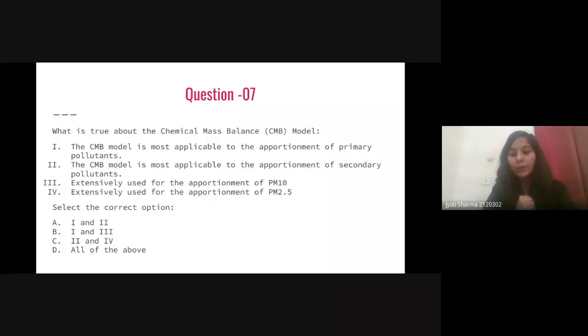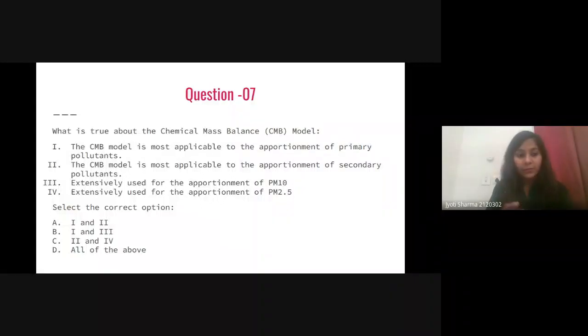One of the models for receptor modeling is the chemical mass balance model. There are some characteristic features of this model. You have to tell me which characteristic feature of this model is correct.